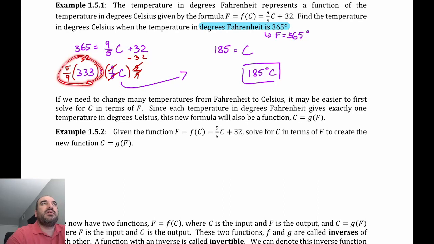Wait, what are we multiplying? Like on the left side again? We're multiplying by 5/9. How do we do that? You need to review fraction multiplication. We don't have time to go back and review that right now. All right.